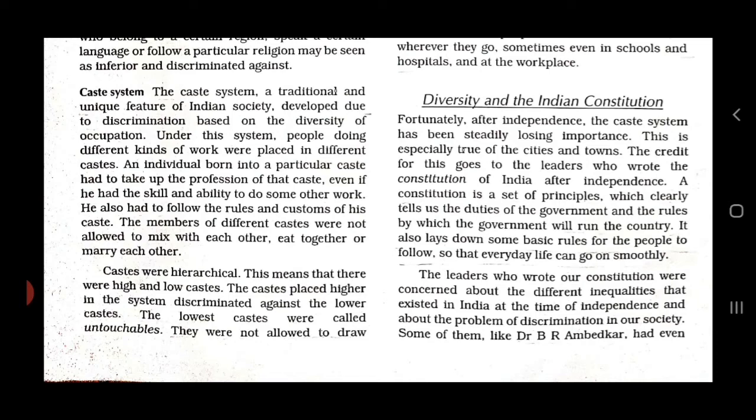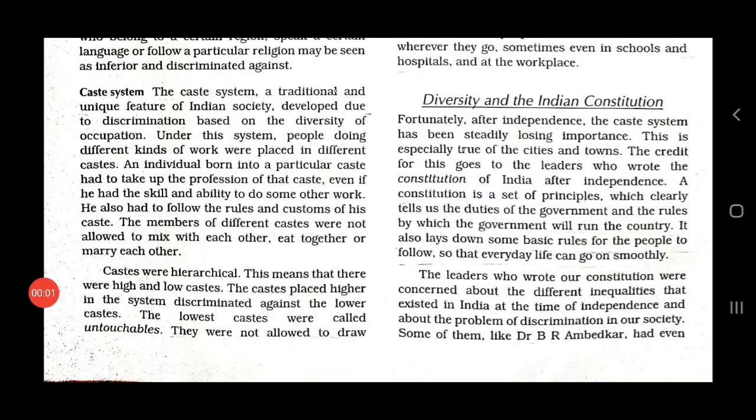Now, what is the meaning of that? This means that there were high castes and low castes. The castes placed higher in the system discriminated against the lower castes. Obviously, those castes who are at a higher position were discriminating against the lower ones. You are giving more importance to the castes which are at a high position.